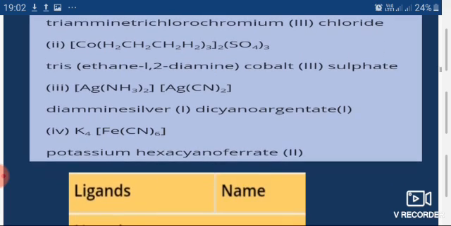The next example is K4[Fe(CN)6], and it also consists of two parts, one is the cationic part and another is the anionic part. So we have taken the cationic part firstly. So the K4 is potassium hexacyanoferrate(II). Potassium hexacyanoferrate(II) is the name of this coordination complex.